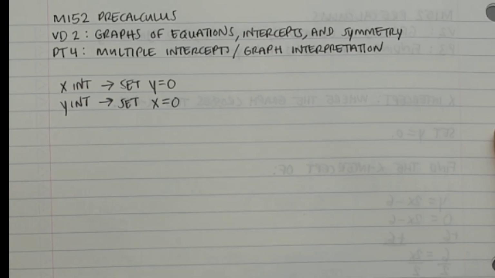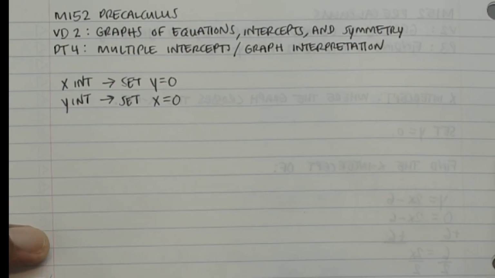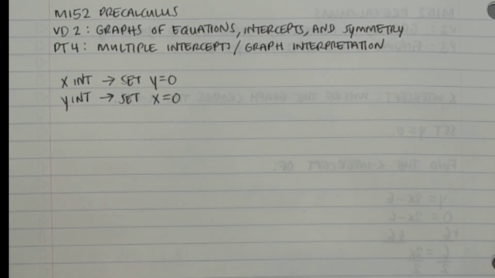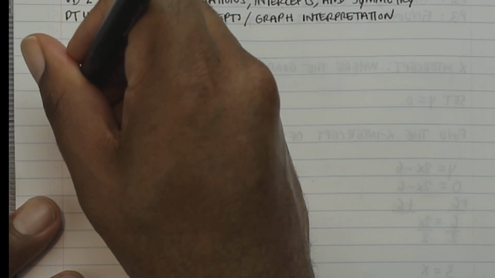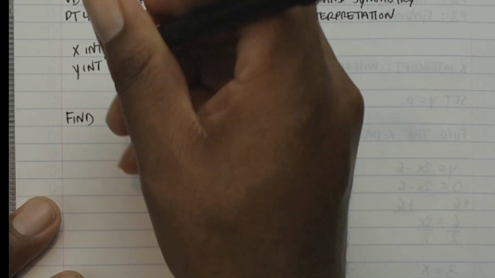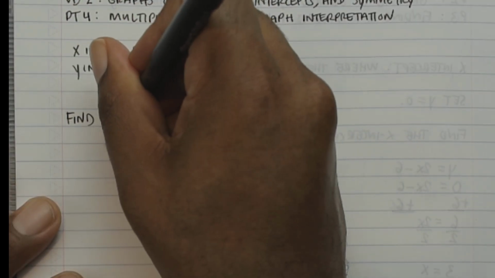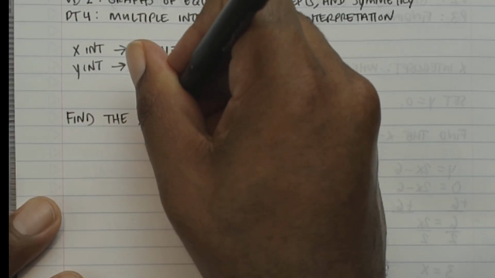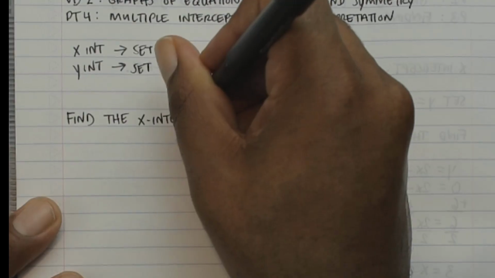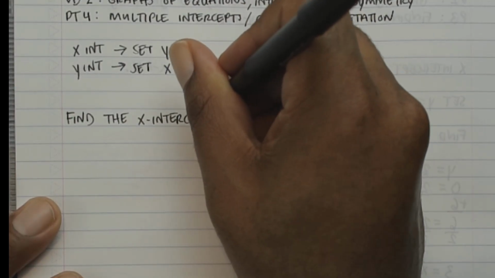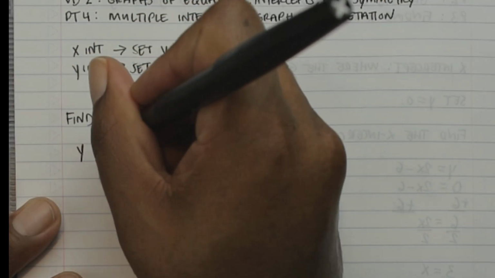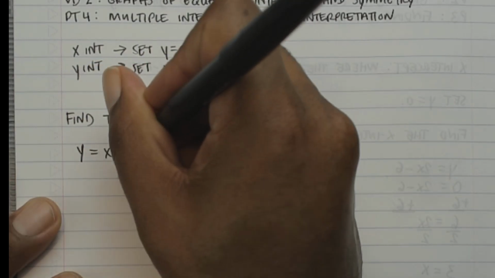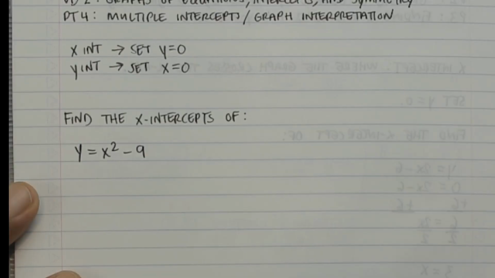Now we're going to look at equations that can have more than one x-intercept. So let's begin with this example. Find the x-intercepts of y equals x squared minus 9.